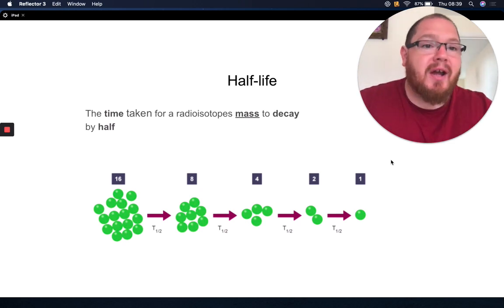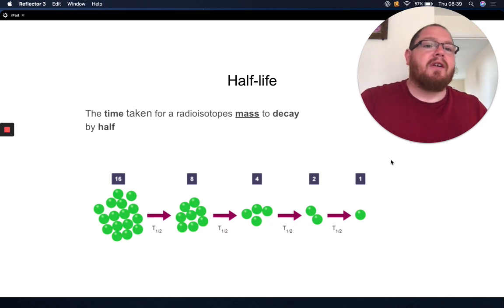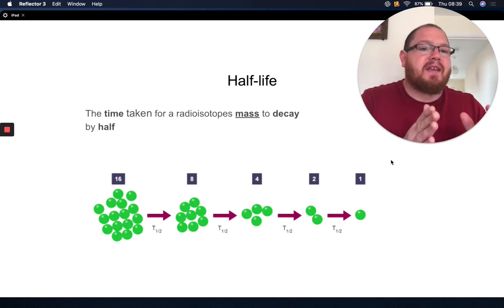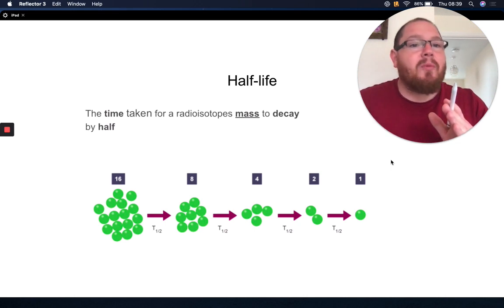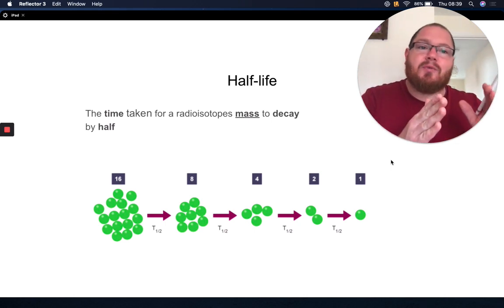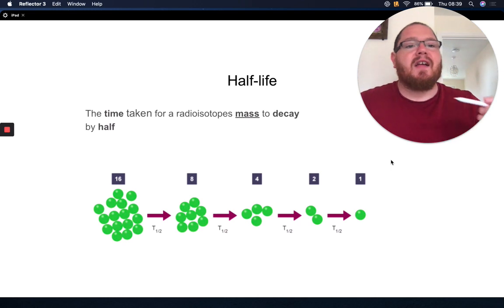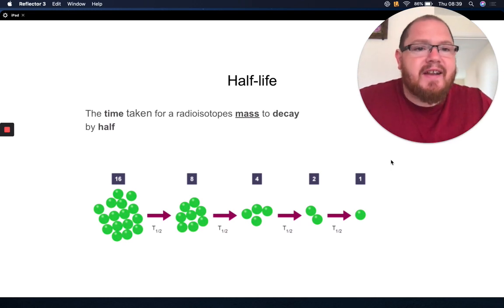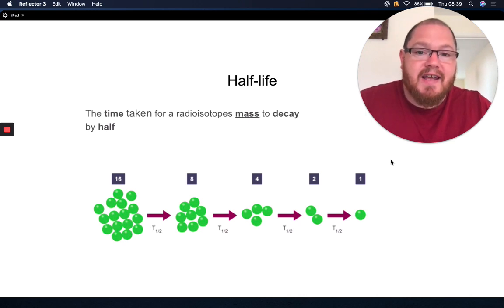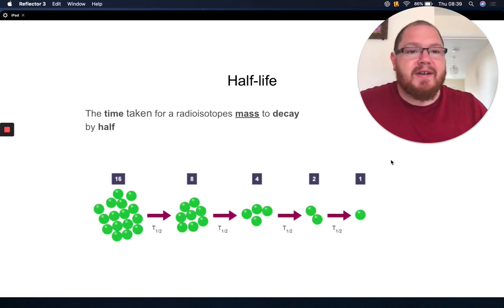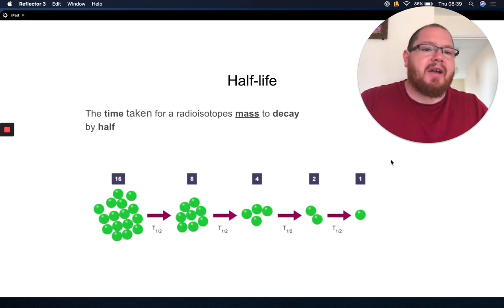So let's just say my half-life was 1 year, and it takes me 1 year to lose 50 kilograms, because I'm starting at 100 to 50. It's probably going to take me another year then to get to 25 kilograms, because that is half of 50. So that is the half-life. And this definition here, you're going to have to learn for GCSE. The time taken for a radioisotope's mass to decay by half.